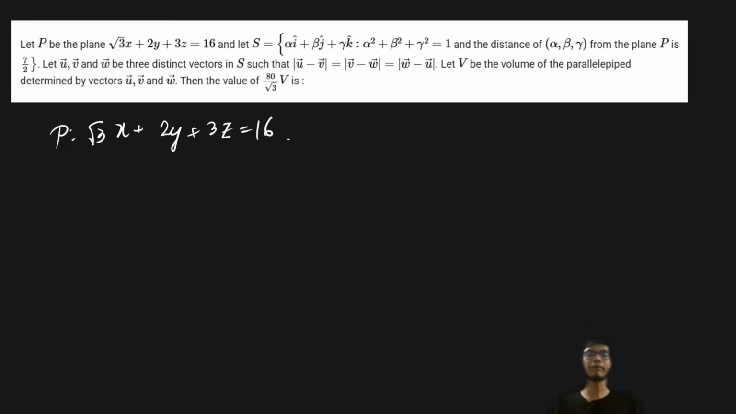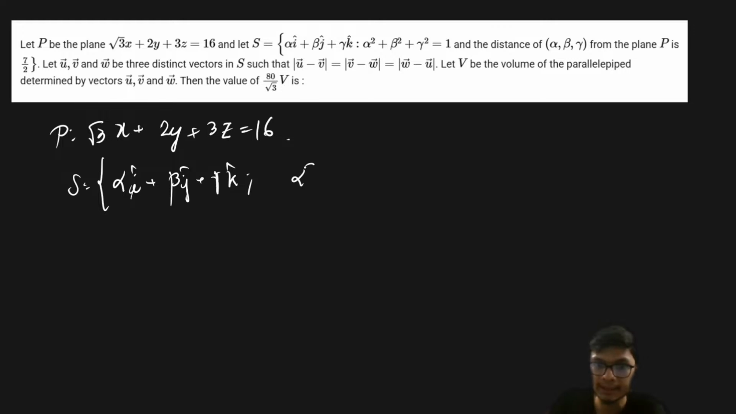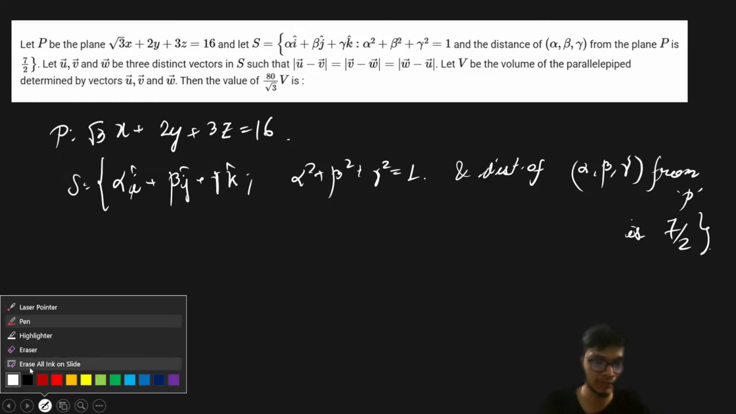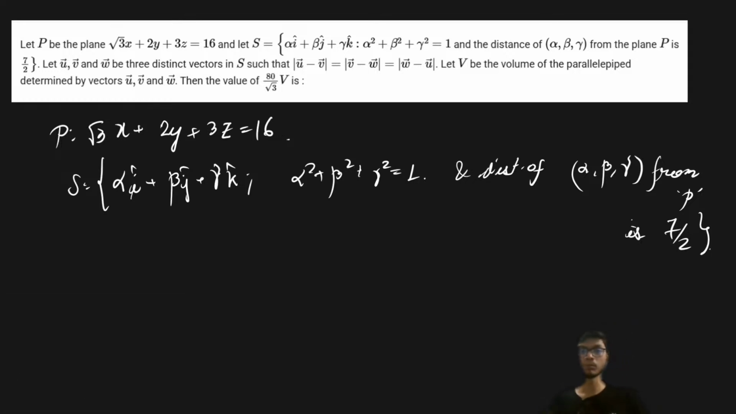So set S denotes the set of vectors given as alpha i cap plus beta j cap plus gamma k cap, such that alpha square plus beta square plus gamma square is equal to 1, and the distance of alpha, beta, gamma from plane P is given as 7 by 2. So that is what is mentioned in the problem over here.